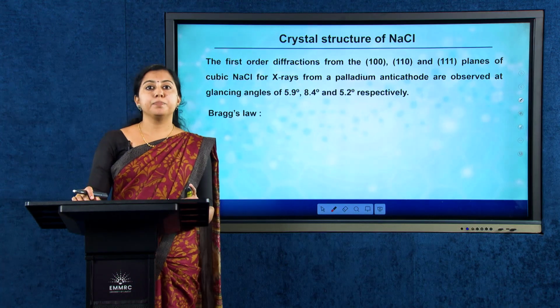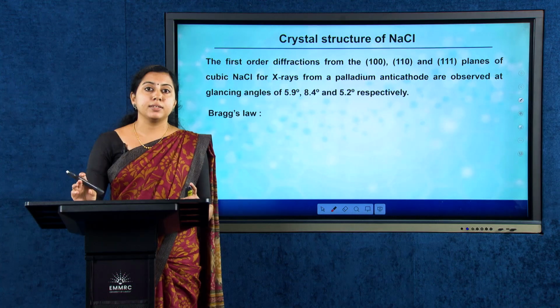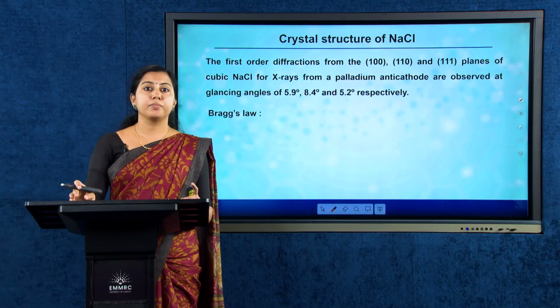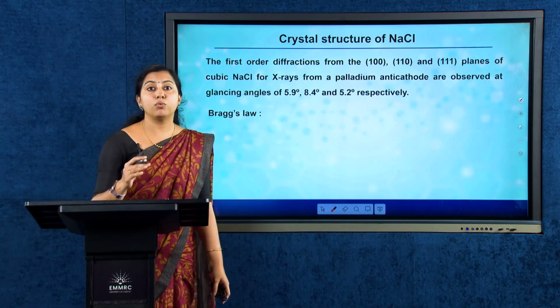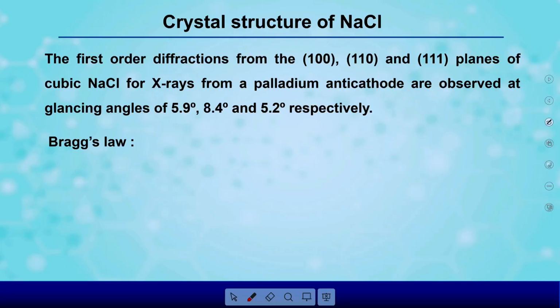Now, let us see how we can interpret the crystal structure of NaCl from the X-ray diffraction data. It is given that the first order diffractions from the 100, 110 and 111 planes of cubic NaCl for X-rays from a palladium anticathode are observed at glancing angles of 5.9 degrees, 8.4 degrees and 5.2 degrees respectively.